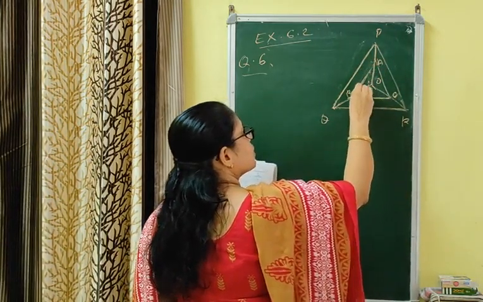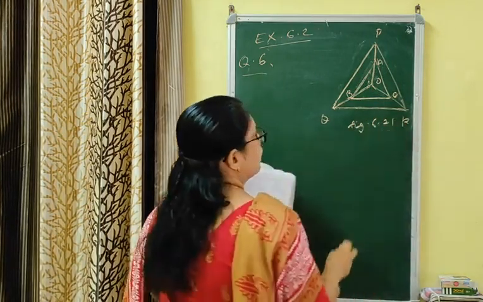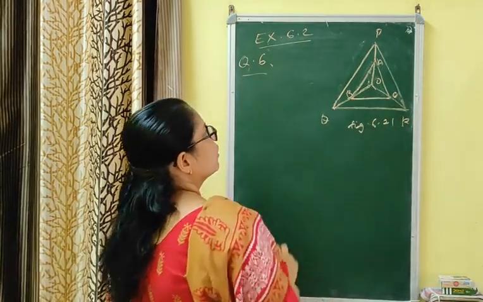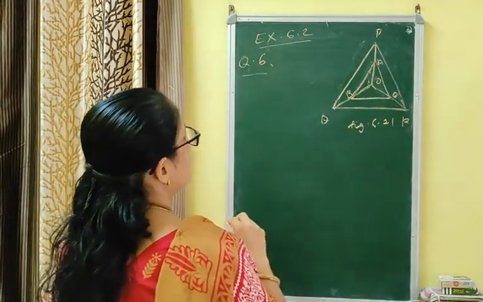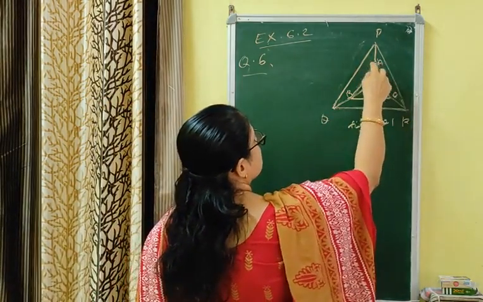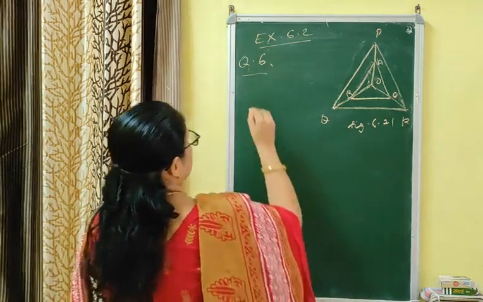This figure number is given as figure 6.21. That means, once again I am saying, you are given that in triangle PQR, B, A and C are the points on OQ, OR and OP respectively. That means what is given?